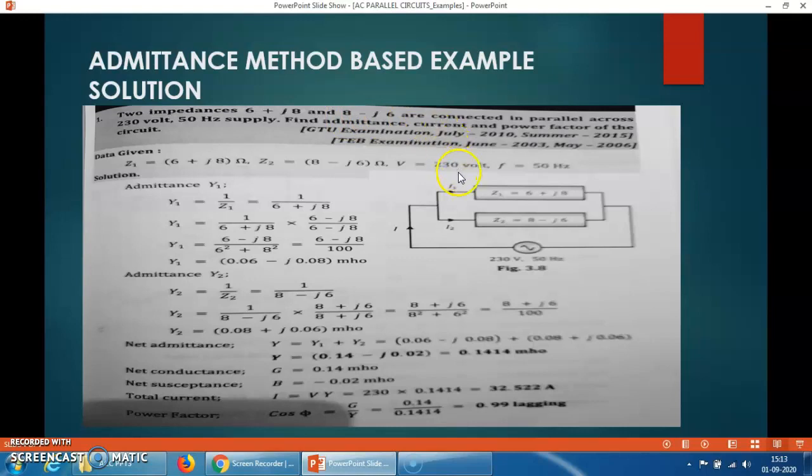So see here, first of all you have to draw the circuit diagram. The first branch contains the impedance Z1, which is equal to 6 plus j8, and the second branch contains the impedance Z2, which is 8 minus j6, as given in the data. Now they are connected in parallel, and this parallel connection is connected across the 230 volt 50 hertz AC supply.